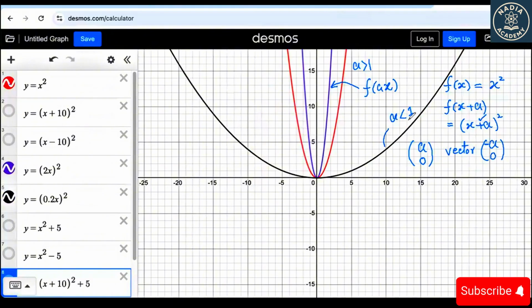Now, the third transformation that we can understand is by adding or subtracting in the function. What does that mean? This means that if, for example, I have this function f of x equals x squared, and I am going to add or subtract a number in this function. So this was our original function, and now this is our translated function. So what will happen? Let's have a look.